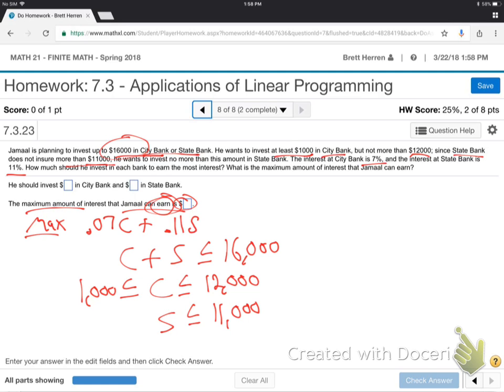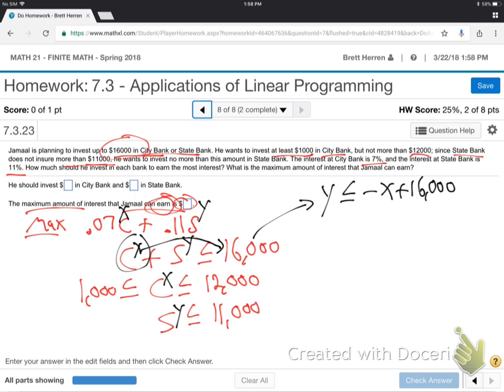Now, let's go back, put our X and our Y. So this will be X, this will be Y, X, Y, X, Y, huh? So every equation that has a Y, the first one and the third one, I get Y alone. So let's do this one. Grab the X, jump it to the other side. So Y less than or equal to negative X plus 16,000. This one, Y less than or equal to 11,000. Remember, you always get Y alone.